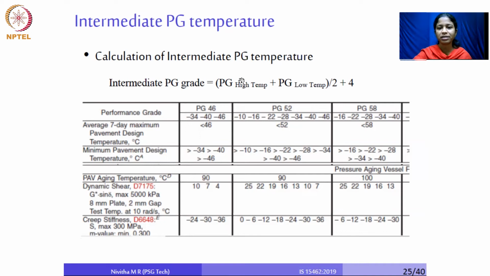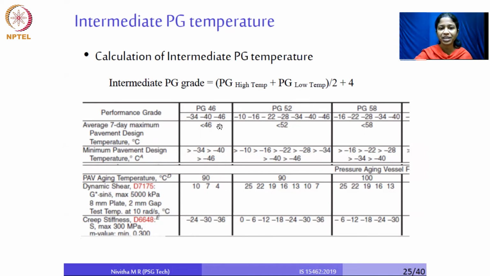This is the algorithm that is used in the PG specification. The intermediate PG grade is nothing but PG high temperature plus PG low temperature, along with the sign convention, divided by 2, plus 4. Let's say I take a PG 46, this is the high temperature, and this is the low temperature, minus 34. So I do 46 minus 34, I get 12. I divide by 2, I get 6, plus 4, I add 10. So that is my intermediate temperature. That is the temperature at which I should check for G star times sine delta.